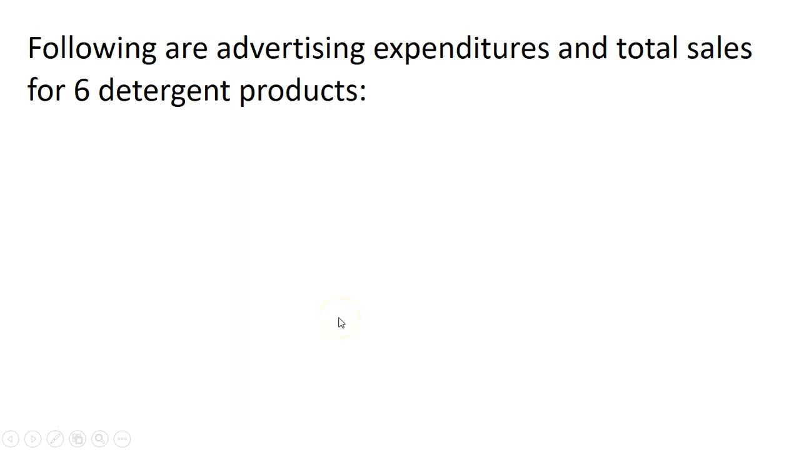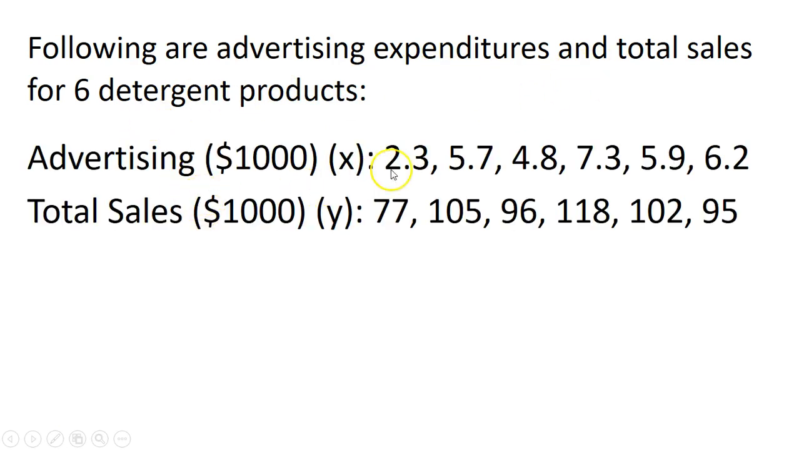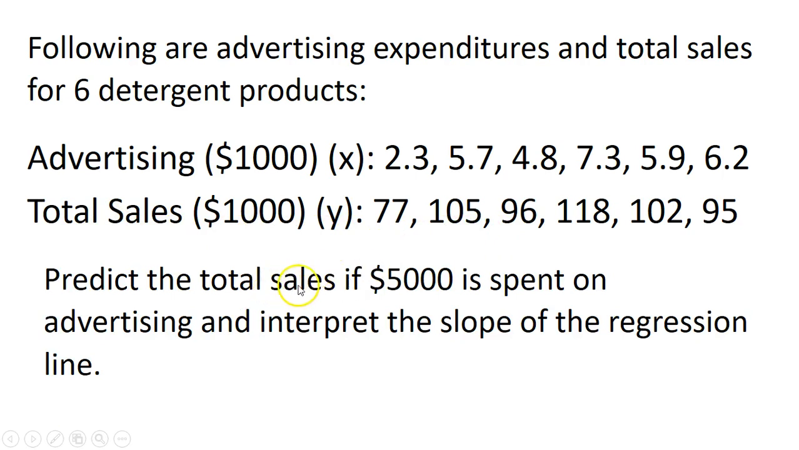So let's look at another example. Following are advertising expenditures and total sales for 6 detergent products, right? This is advertising, and this is total sales. So, predict the total sales if $5,000 is spent on advertising, and interpret the slope of the regression line.